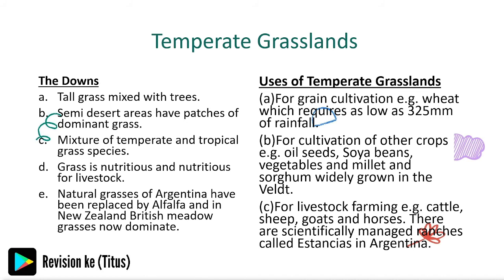Uses of temperate grasslands. Of course, for grain cultivation, such as wheat, and for cultivation of other crops, such as oilseeds, soya beans, vegetables, and millets. You can note that sorghum is widely grown in that region. For livestock farming, there are scientifically managed ranches such as the estancias in Argentina.